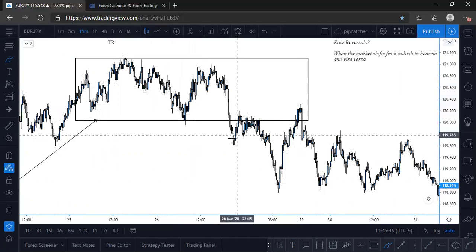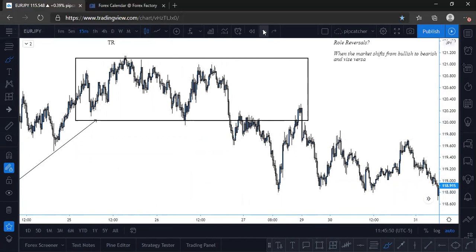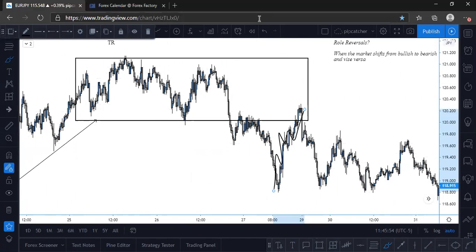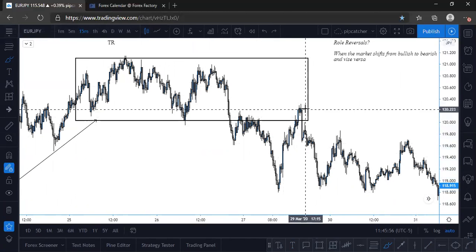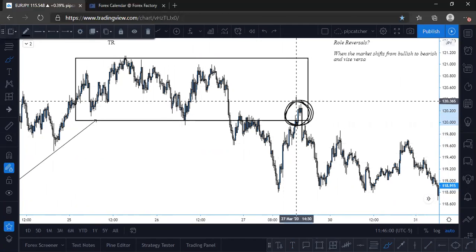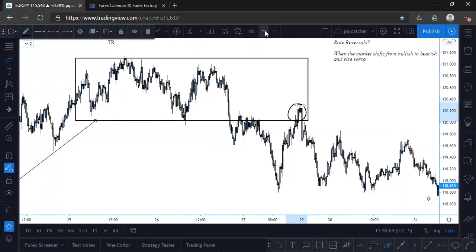So we identify this aggressive push down, and the market makes its way down here, which is even more out in the ocean. But when price trades back up to that trading range that it broke, we would be looking to sell on this role reversal right here, okay?